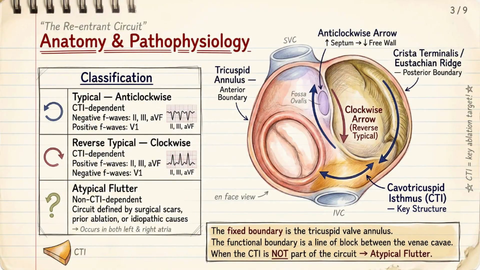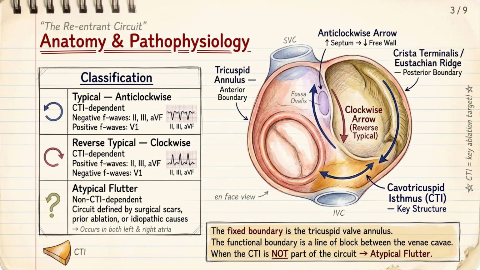To treat it, we have to understand the plumbing. Typical atrial flutter is a loop. Imagine a race car driving around the tricuspid valve. The most important landmark here is the cavo-tricuspid isthmus, or the CTI. This is a narrow corridor of tissue between the tricuspid valve and the inferior vena cava. In typical flutter, the signal usually travels in an anti-clockwise direction. This gives us those famous negative sawtooth waves in the inferior leads, 2, 3, and AVF.